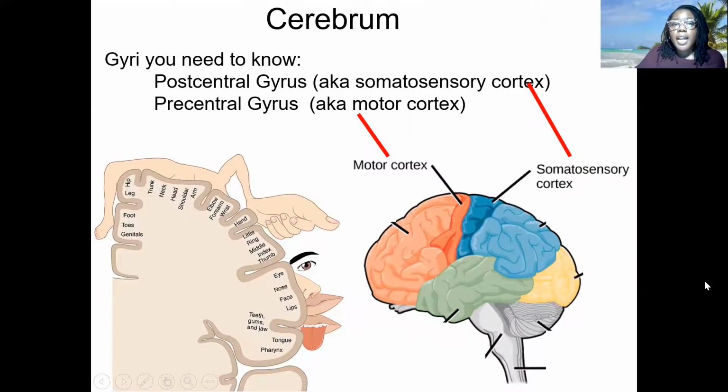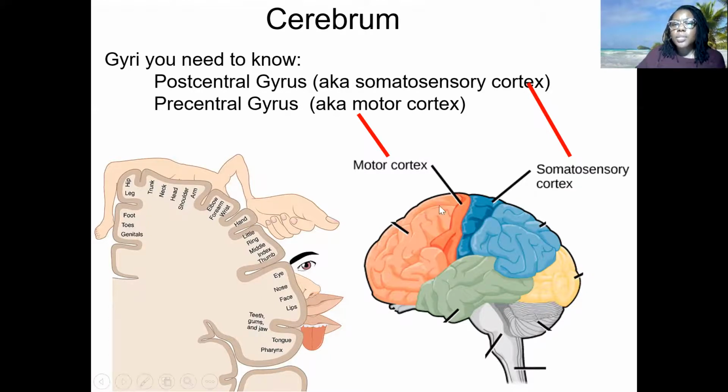Next, we'll talk about the gyri. So what are some of the unique names of those actual wrinkles of the brain? So the gyri, there are 2 unique gyri we're going to speak about, the postcentral gyrus, also called the somatosensory cortex, and the precentral gyrus, also called the motor cortex.